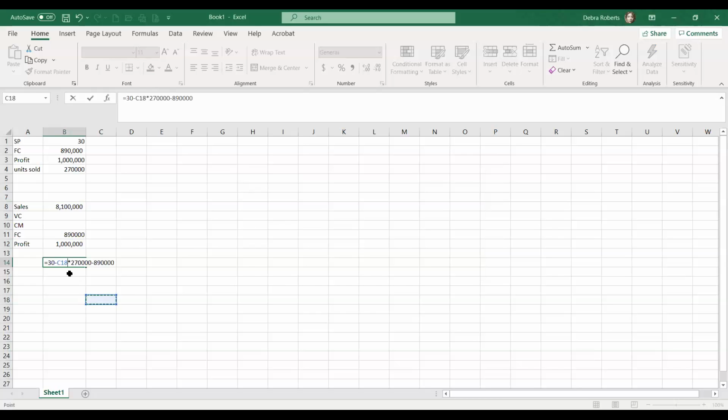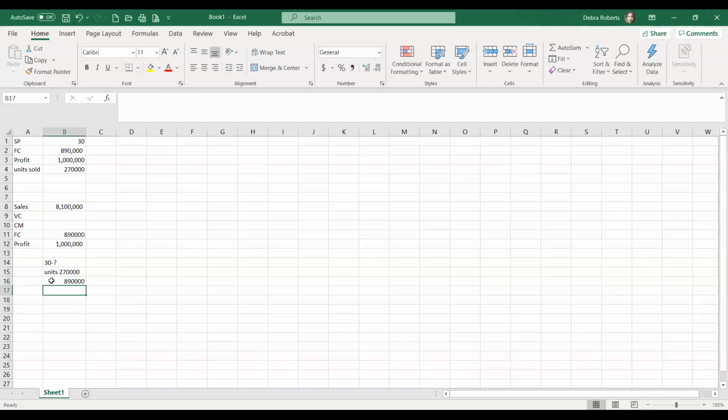Okay. So what I'm doing here is I'm saying if I know what my sales price is per unit, so I'm $30 minus my variable cost, which I don't know. And I know what my units are, which is 270,000. And we know also what our fixed costs are. How can we solve for this variable cost? How can we solve for V? V times a number gives us what we need. So how do we do that?